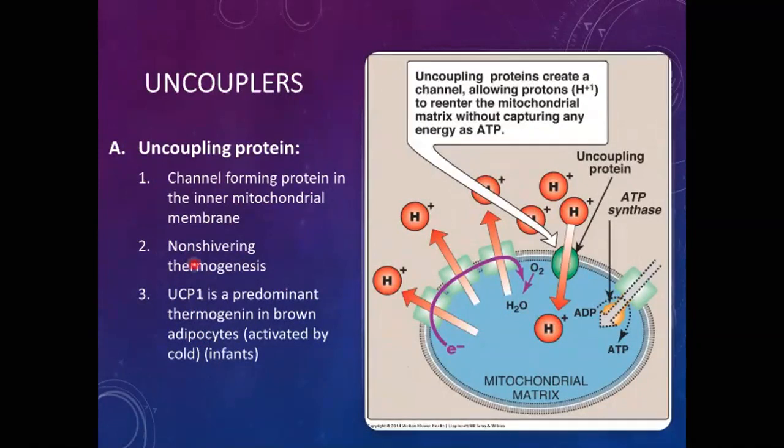They are very important for non-shivering thermogenesis, the process of producing heat without shivering. And one of these uncouplers is UCP1, the predominant thermogenin, which is found in the brown adipocytes, in brown fat, which is present in infants, the newborns. And these kinds of uncouplers are very important for energy production. How do they work actually? As I said before, you are transporting protons by pumping to the intermembrane space. And then the uncouplers will release the hydrogens back to the matrix without going through complex number 5. So the ATP synthase will not be activated. This will produce heat instead of ATP production.